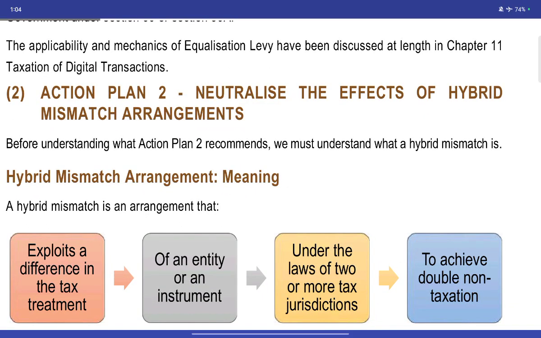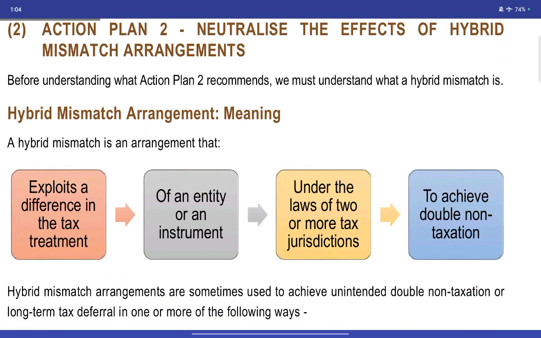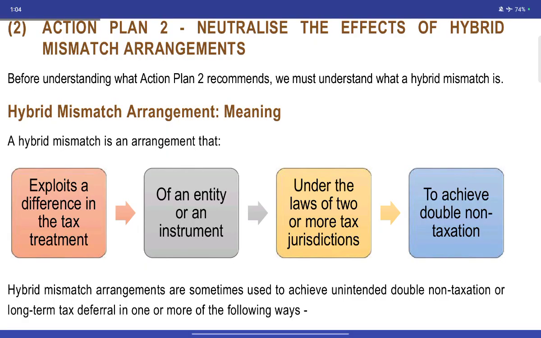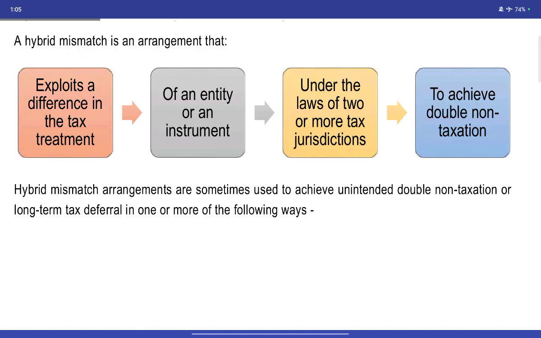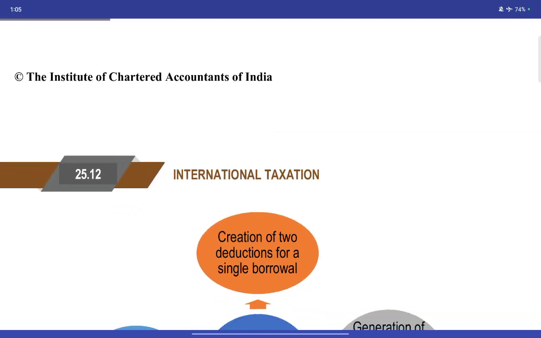Action to neutralize the effect of hybrid mismatch arrangements. Before understanding the action to recommend, we should understand hybrid mismatches. Hybrid mismatch arrangement means an arrangement that exploits a difference in the tax treatment of an entity or instrument under the laws of two or more jurisdictions to achieve double non-taxation. Hybrid mismatch arrangements are sometimes used to achieve unintended double non-taxation or long-term tax deferral in one or more of the following ways.